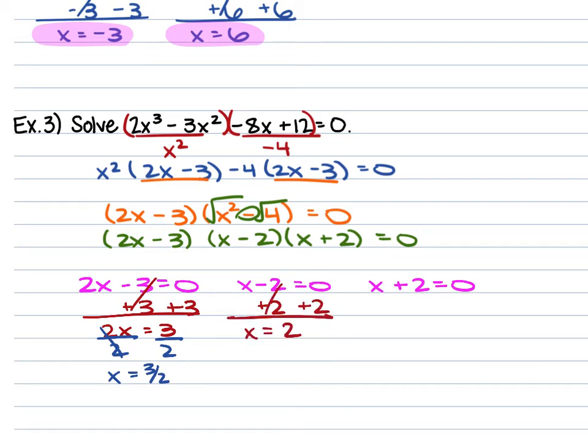The x plus 2 is equal to 0. Subtract 2 from each side. We get x is equal to negative 2. So again, for this one, we have 3 answers. That x is equal to 3 over 2, x is equal to positive 2, and x is equal to negative 2.